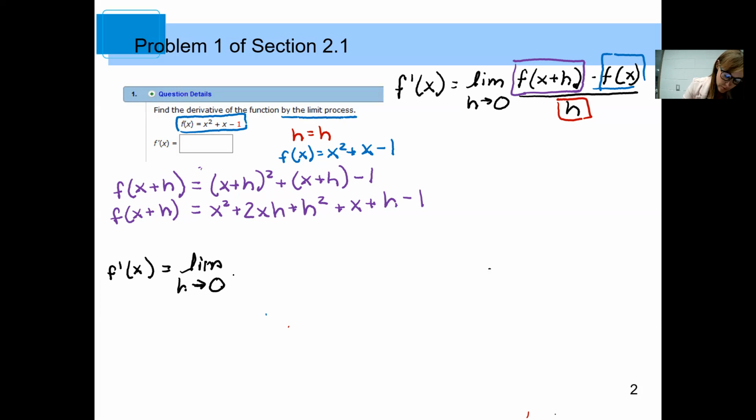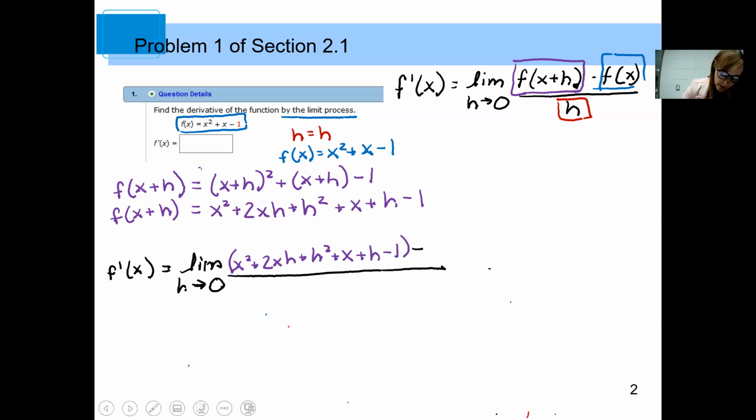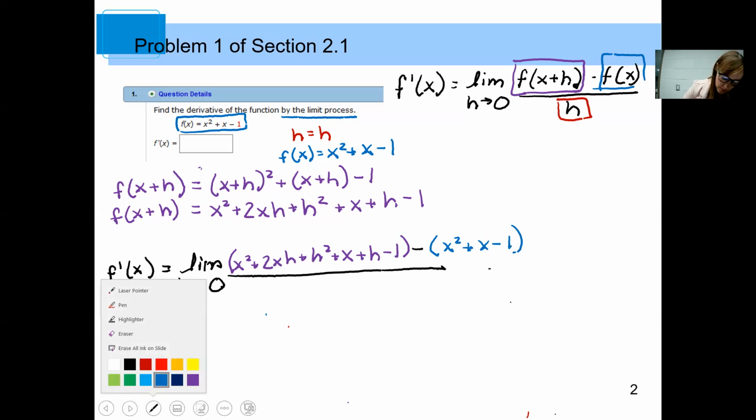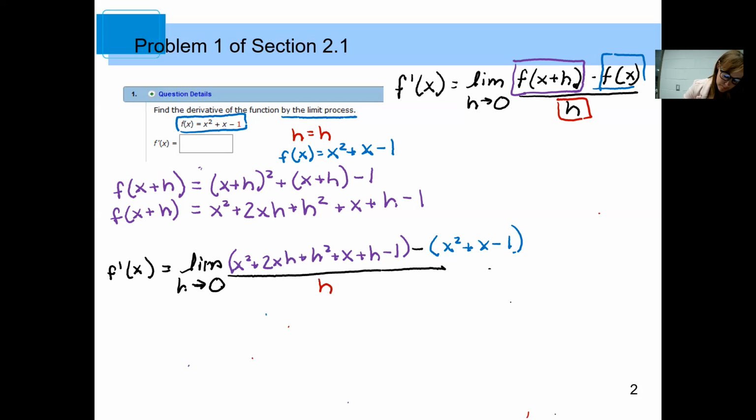I'm going to have a really large line of f of x plus h. So that f of x plus h, we're going to have x squared plus 2xh plus h squared plus x plus h minus 1. And then I'm going to have a minus, notice I'm color coordinating it, that f of x, which is what we're given. So the f of x, we're going to have x squared plus x minus 1. You can see, even though I made my line long, I didn't make it long enough. And then over h.